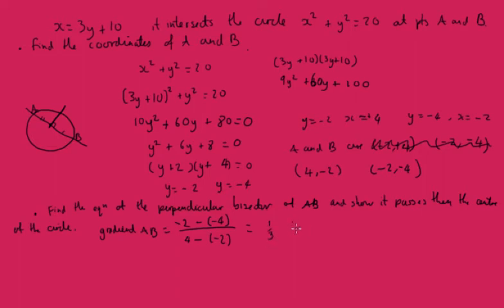So therefore the gradient of the perpendicular bisector. If we've got the gradient of AB times the gradient of the perpendicular bisector, it must be -1. So this is a third, and so M, so it would be perpendicular down there, must equal -1. So the gradient of that must be equal to -3.